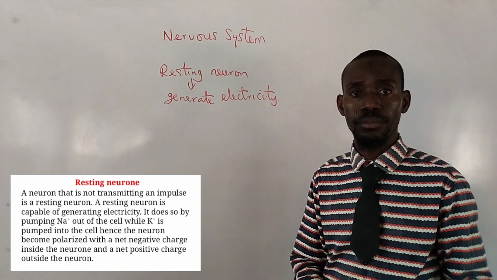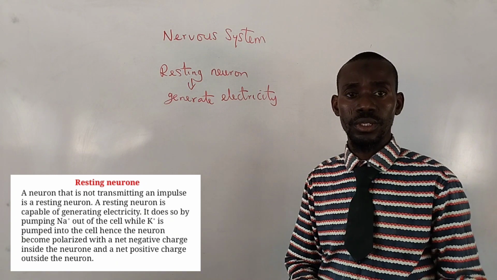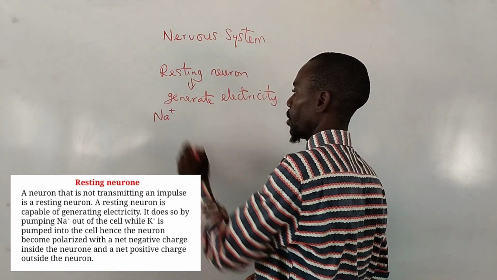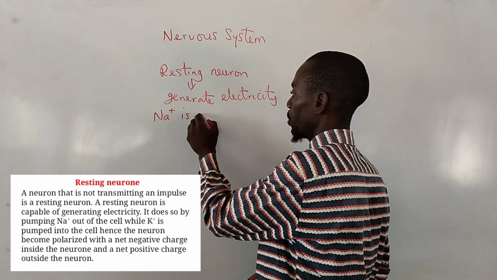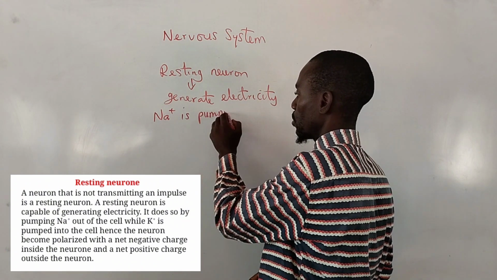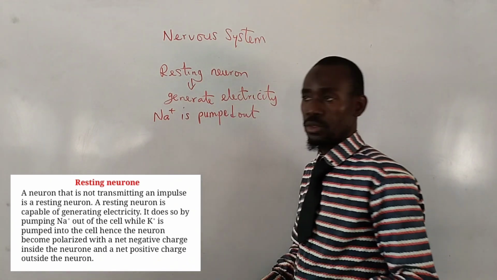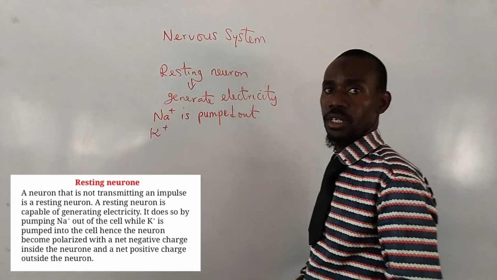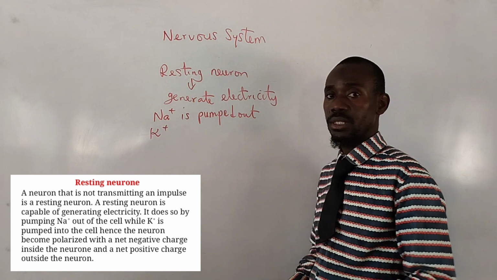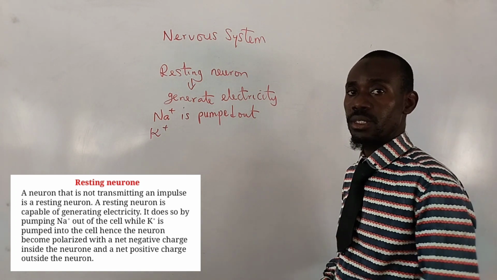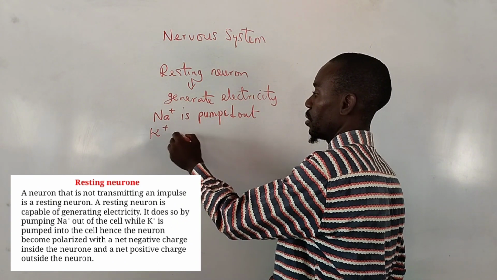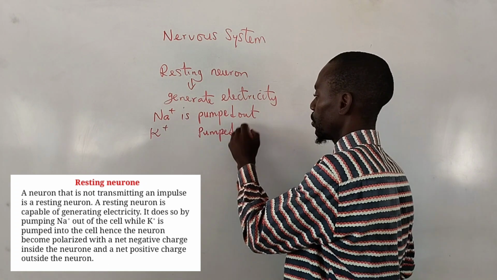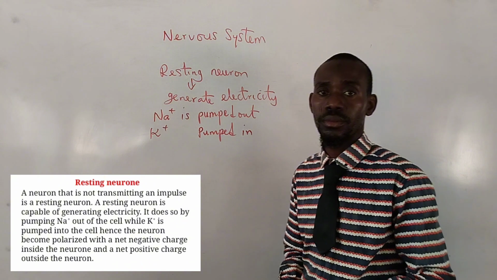by being polarized. So for a resting neuron to be polarized, sodium ion is pumped out of the cell, while potassium ion is pumped into the cell. And in this way, the entire cell becomes polarized.